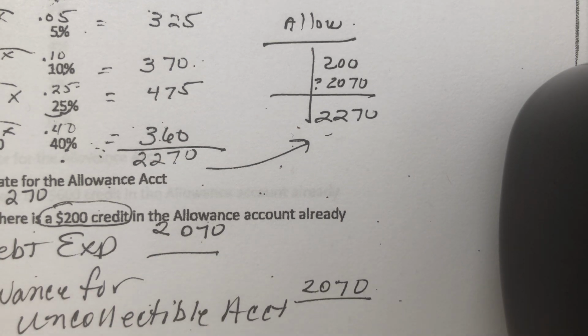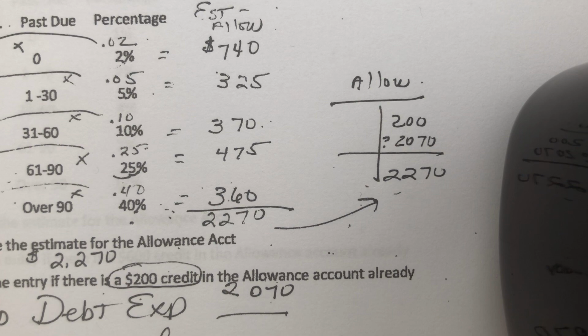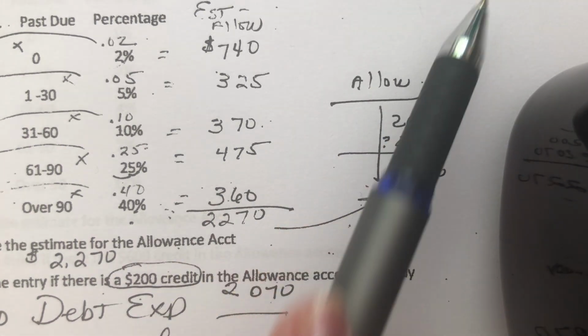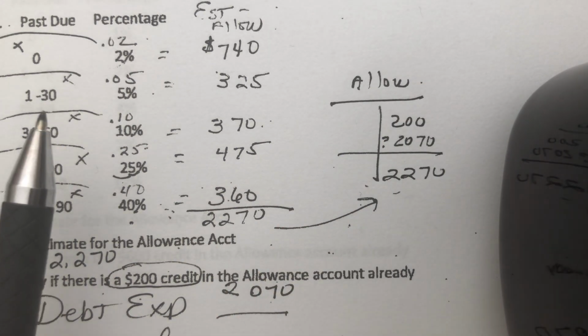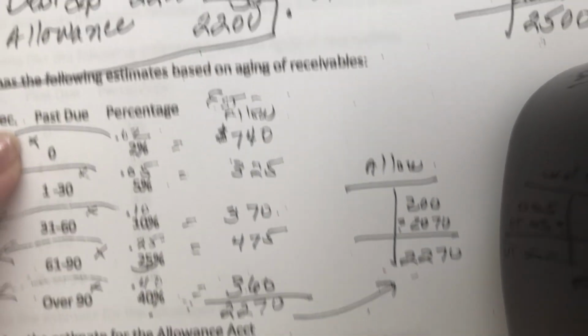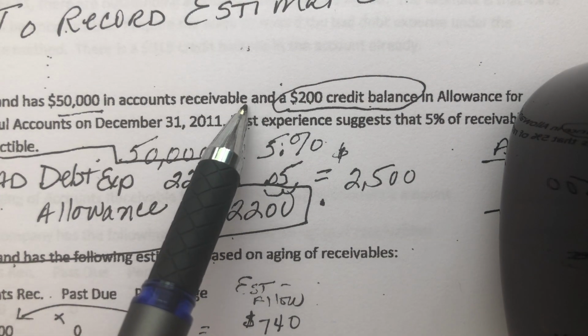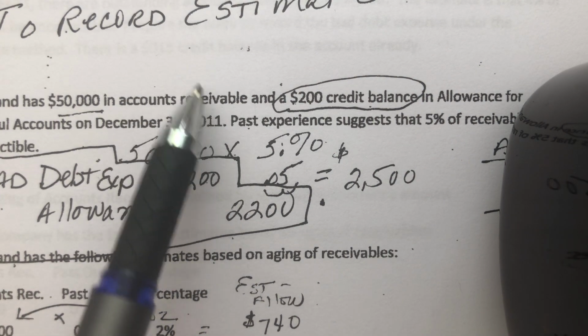So keep in mind that on the last two, the accounts receivable ones, where you're multiplying times accounts receivable, is where you have to adjust for whatever's already in the account. On the percentage of sales method, which is the one we did up at the top, you don't have to worry about what's already in there. Okay, they're not concerned about that.